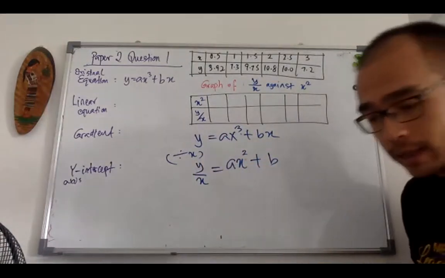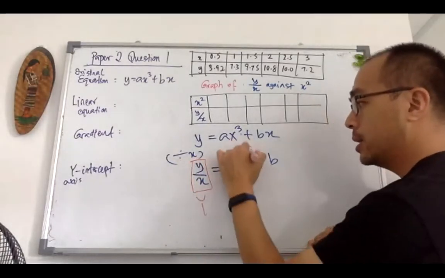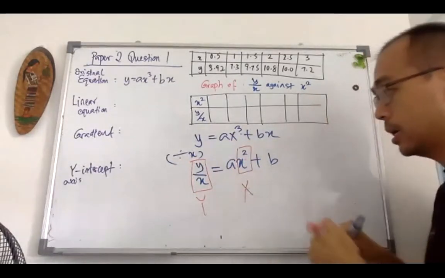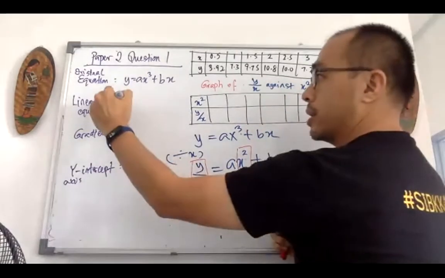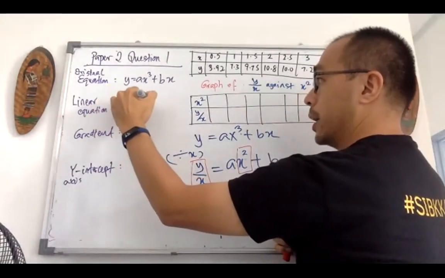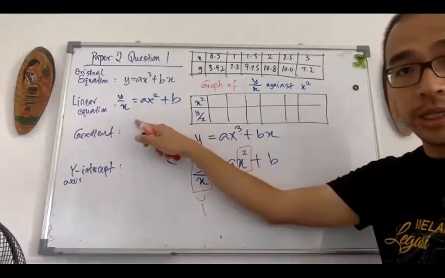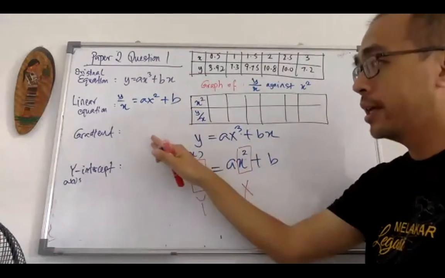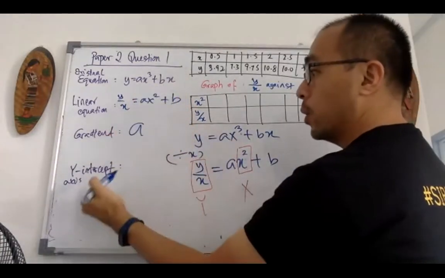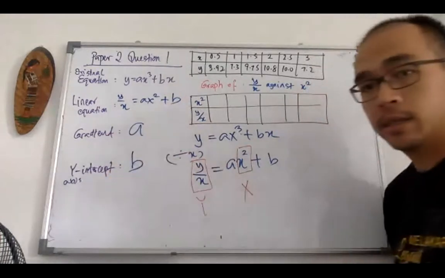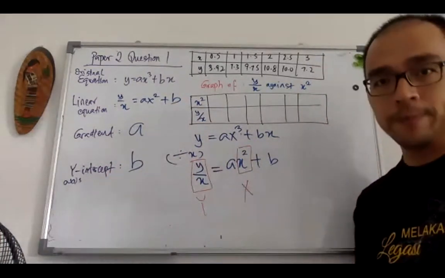Okay, and we find that our graph condition is fulfilled, because this is the y-axis and this is the x-axis. Once you've fulfilled this condition, then what you do is you write this over here: y over x equals ax squared plus b. Then from this linear equation, identify which is the gradient and which is the y-intercept. Logically, our gradient is a, our y-intercept is b. Once you have all this information, then you start work.